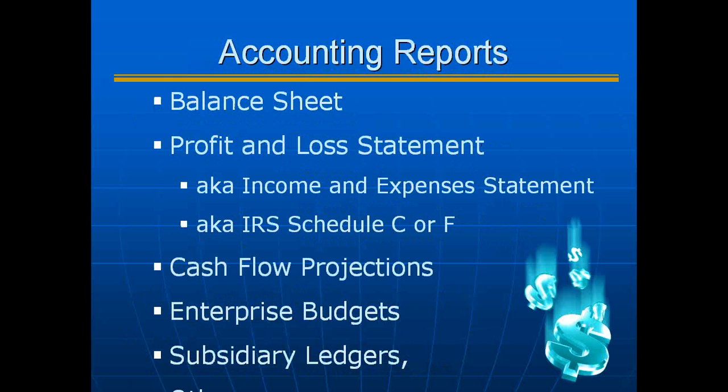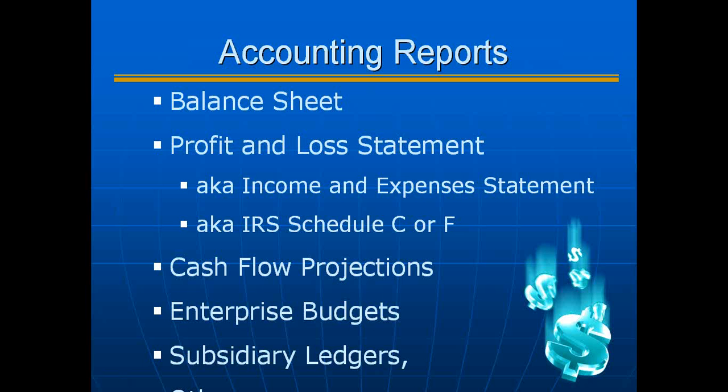Okay, some of the balance sheets. Again, we're talking a little bit about some terminology here. We're going to have the balance sheet. That's the assets, liabilities, and equity as of a particular point in time. We're going to have profit and loss. I also refer to those as an income and expense statement, and they're definitely very close to IRS Schedule C, which is the business, or Schedule F, which is the farm schedule that it gets attached to your 1040 tax return.